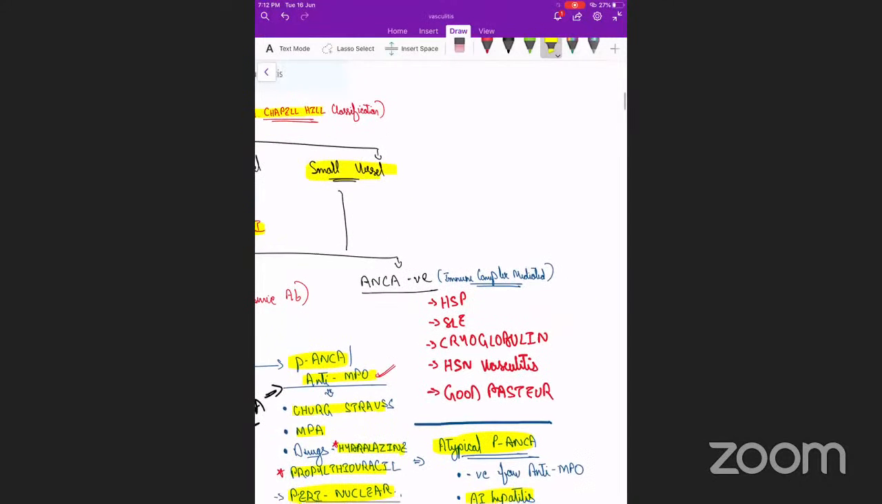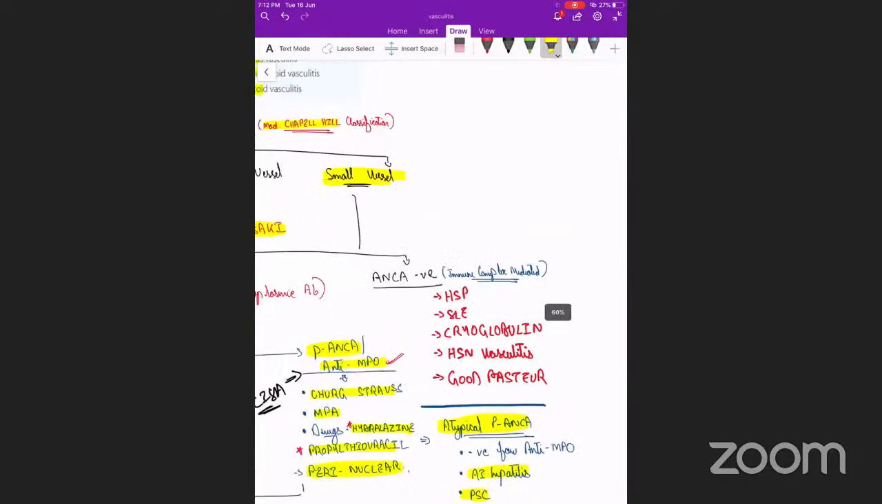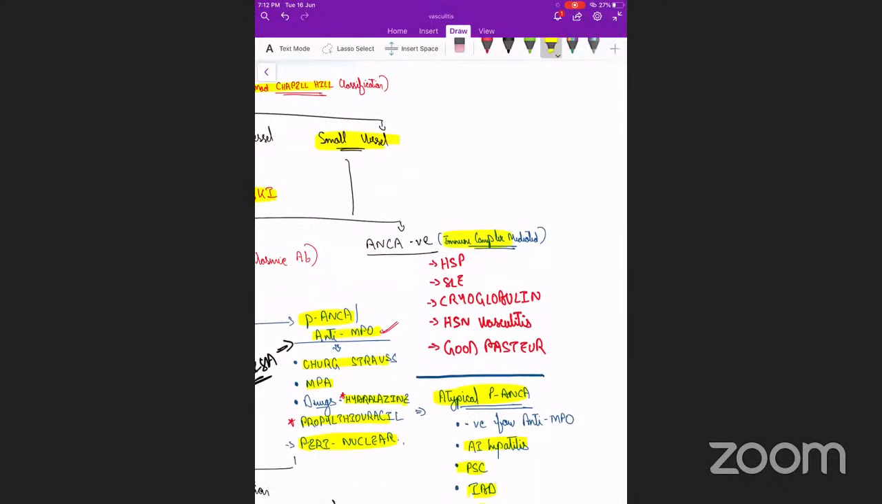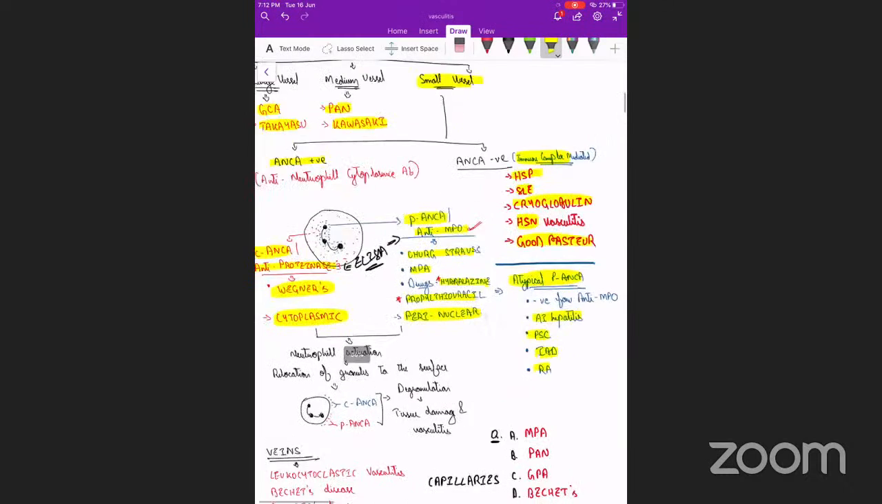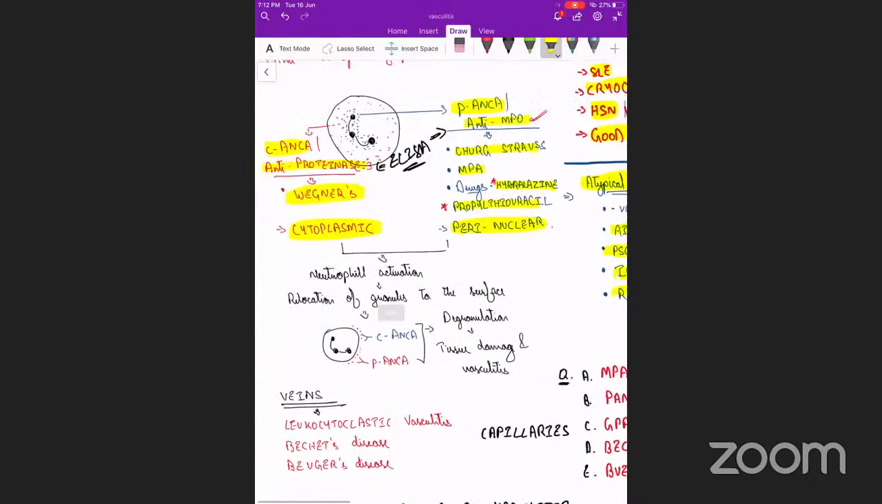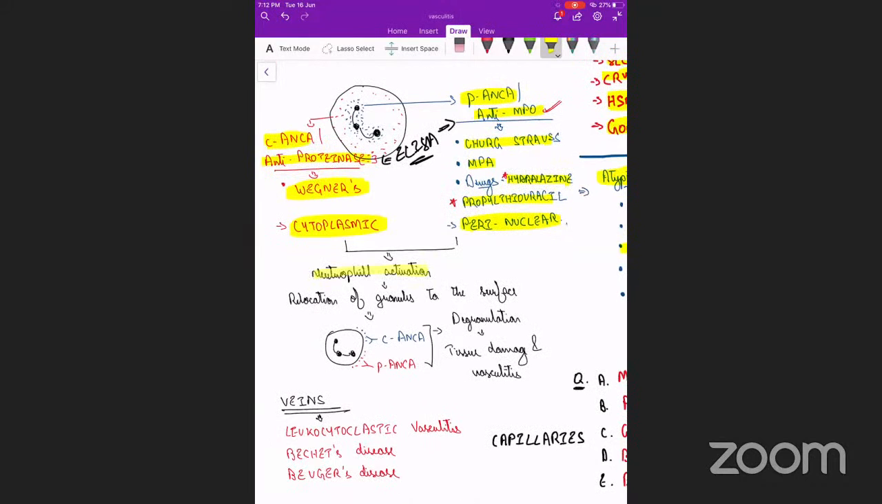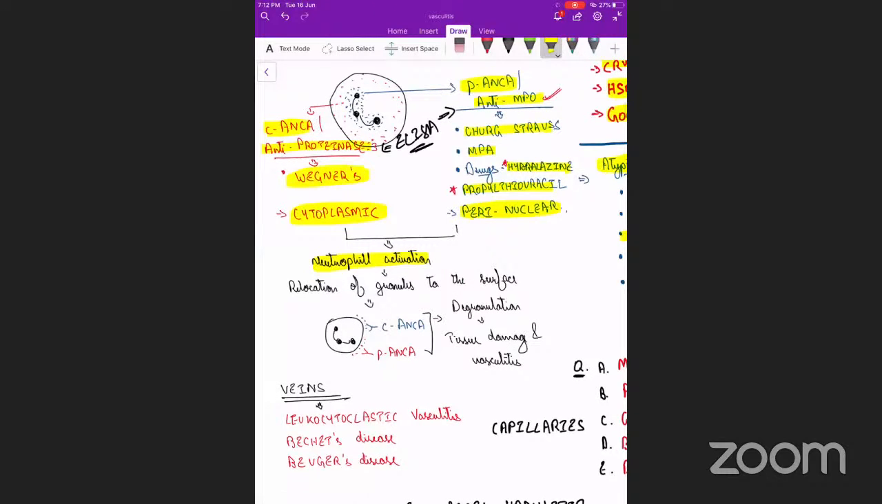So next one being, what else? Small vessel vasculitis can be ANCA negative. Most of the ANCA negative vasculitis are immune complex mediated. As we have read before, it can be HSP or IgA vasculitis, SLE, cryoglobulinemic, hypersensitivity vasculitis, and Goodpasture syndrome. So now what will be the pathogenesis? In case of ANCA mediated, there will be neutrophil activation. The anti-neutrophil cytoplasmic antibody attacks, and activation of the neutrophil takes place. Then the granules present inside the neutrophils come out to the surface, and the blood will anyway have the antibodies. This will cause degranulation, and this degranulation will further cause tissue damage and vasculitis.